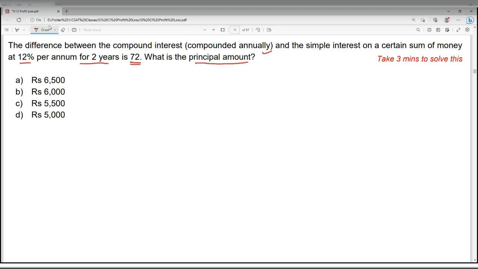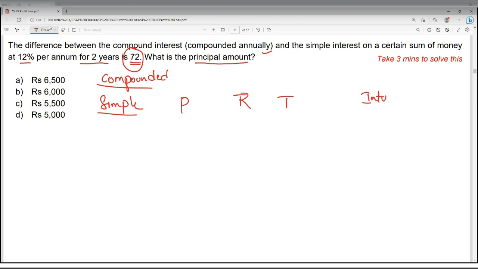So we have two instances. One is compounded annually. The other is simple interest. And the difference between these two is 72. So we need to calculate what is the principal amount. So we have principal, rate, time, and then interest amount. Principal we don't know, rate is 12%, and time period is 2 years.